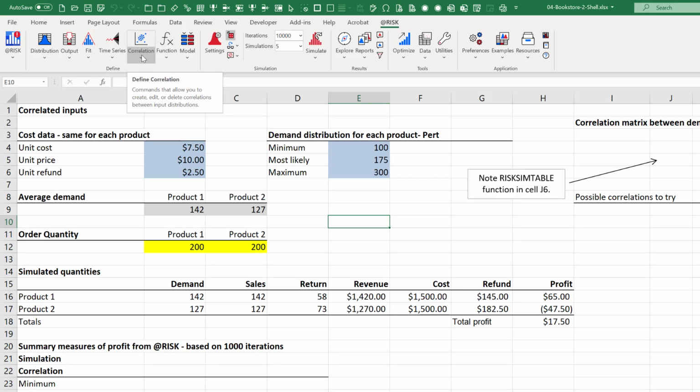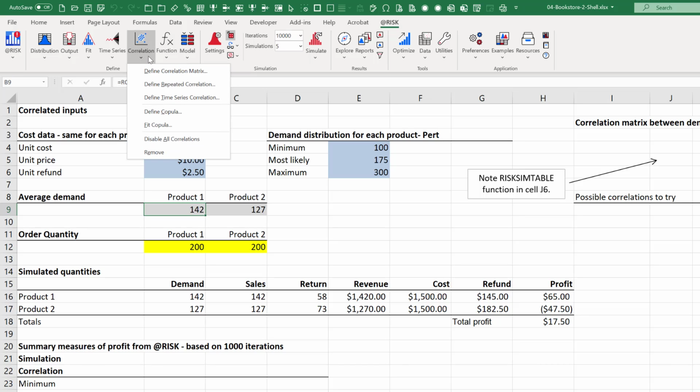And we define that by going into, okay, so select the product, then one of the cells with the input, and then you do correlation. So here for correlation we have three possibilities. We're going to define correlation matrix, and then there is what is called copula. Copula is nonlinear correlation. So correlation is linear correlation. The correlation between the two products will be linear.